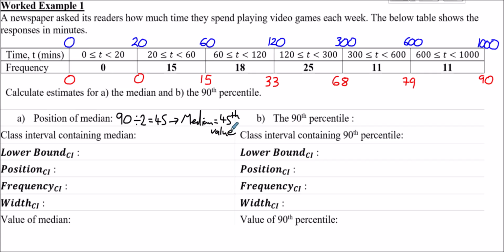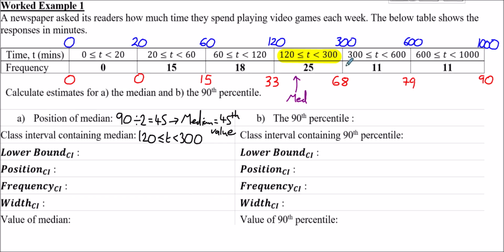Because it's the 45th value, we can now use these cumulative frequencies to see whereabouts the 45th value would be. The 45th value is clearly going to be in between the 33rd and the 68th. So the median, which is the 45th one, will be somewhere here. I'm going to call this the median. And so the median is therefore going to be in this class interval from 120 to 300. So we can just add this in now, from 120 to 300.